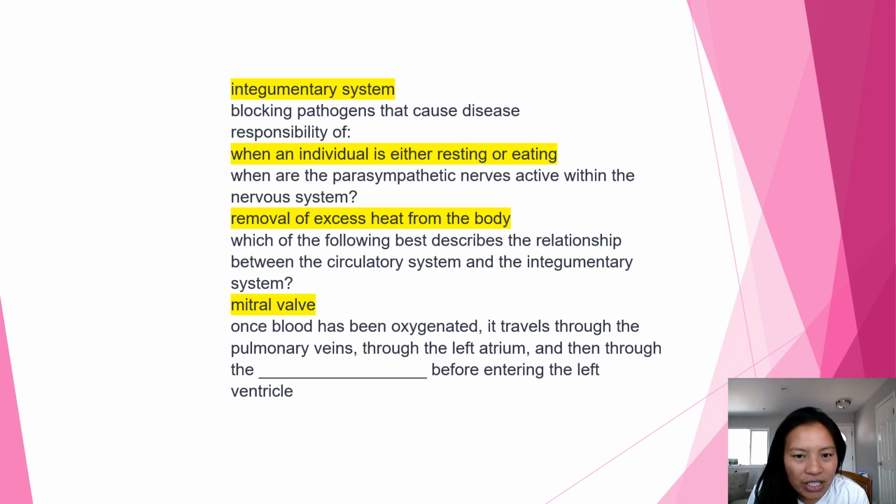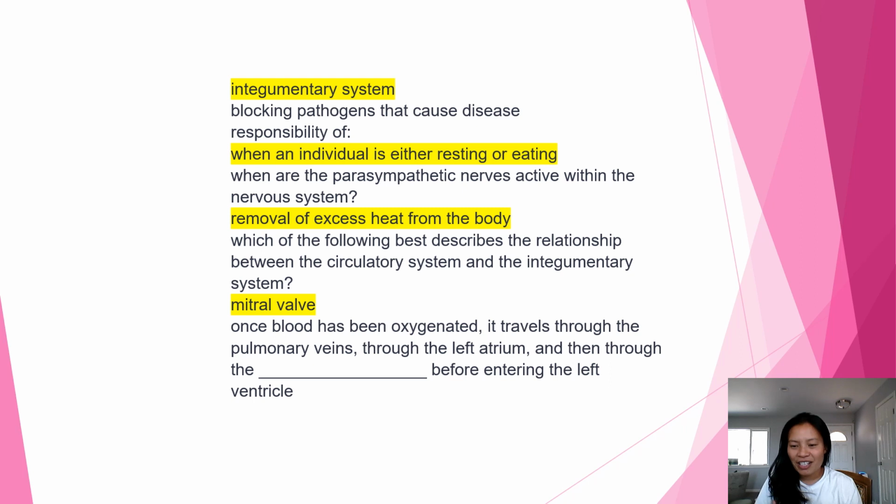The blocking pathogens. Sorry, this question. Blocking pathogens that cause disease is the responsibility of the integumentary system. When are the parasympathetic nerves active within the nervous system? The answer is when an individual is either resting or eating. Which of the following best describes the relationship between the circulatory system and the integumentary system? It's the removal of excess heat from the body.